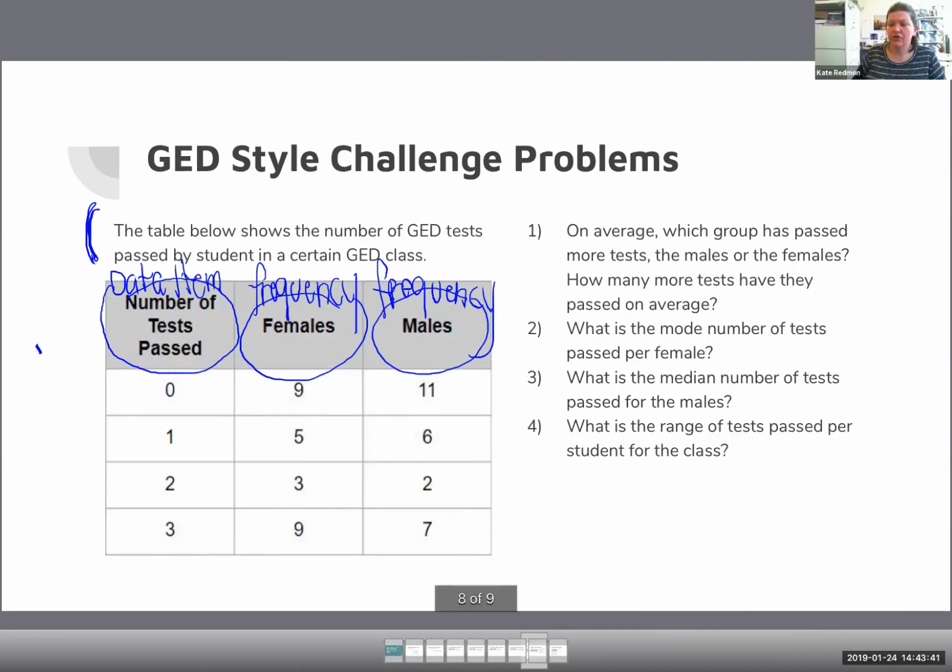Female. Okay, so Maricela predicts that it's going to be females. Anybody else? Do we agree with Maricela or not? Agree. Agree? What's you guys' rationale? What are you looking at here that makes you think that it's probably the females?